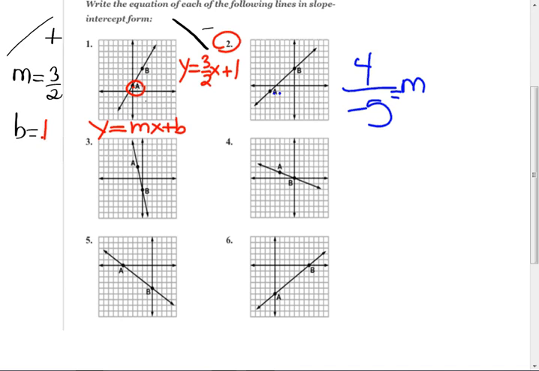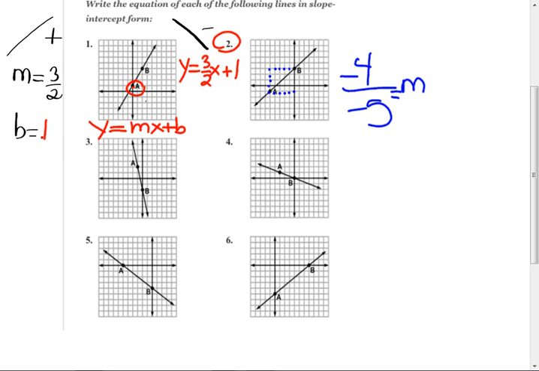1, 2, 3, 4, 5. But is that positive 5 or negative? Negative. If you start at B and go 1, 2, 3, 4, 5 to the left, it's negative. But then to get down, I have to go down 4.